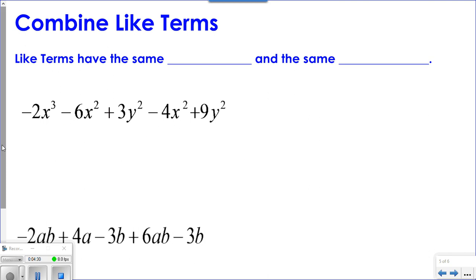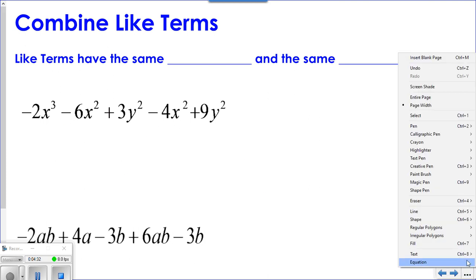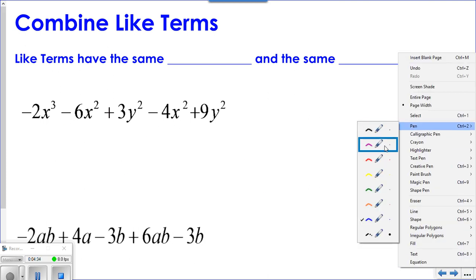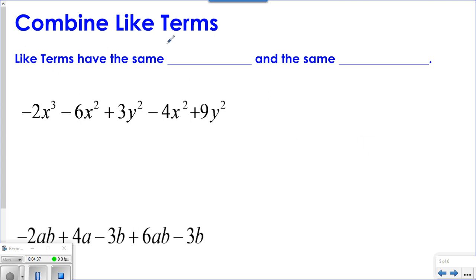We also just need to make sure we're good with combining like terms, because we're going to be doing a lot of that this year, especially as we get into more complex expressions. So we need to make sure that like terms, we know what they are. They have the same variables, or just one variable, and the same exponents with those variables. So if I have an x squared in one term, I can only combine it with another term that has x squared. So as we start, if we look, we first have negative 2x cubed. There's nothing else with an x cubed, so this term is going to be by itself.